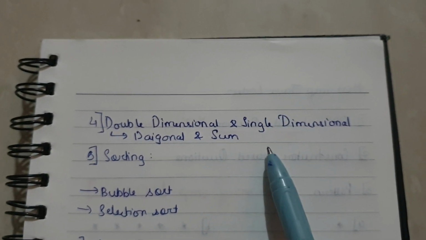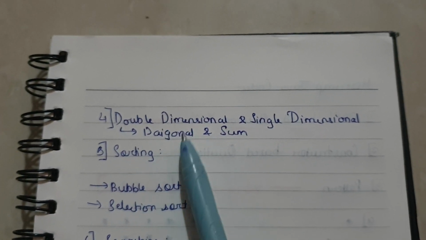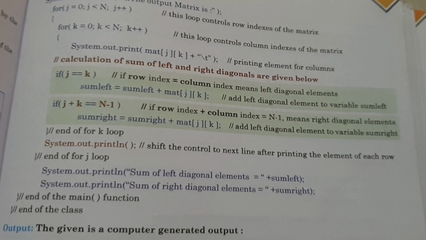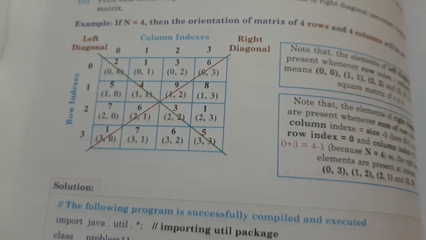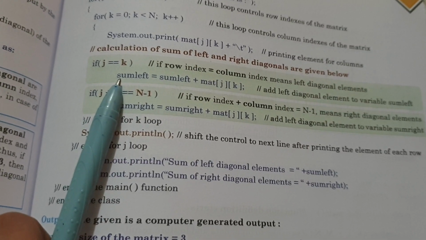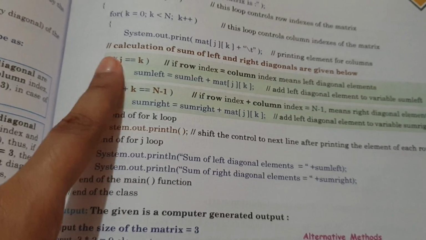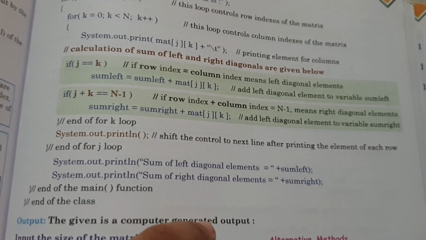So it is very important to know the logic behind finding the sum of diagonal, which is this. This is the logic for finding the sum of the left and right diagonal in a double dimensional array. So J and K refers to the for loop values, the variables J and K of our for loop. And yes, you can refer this.